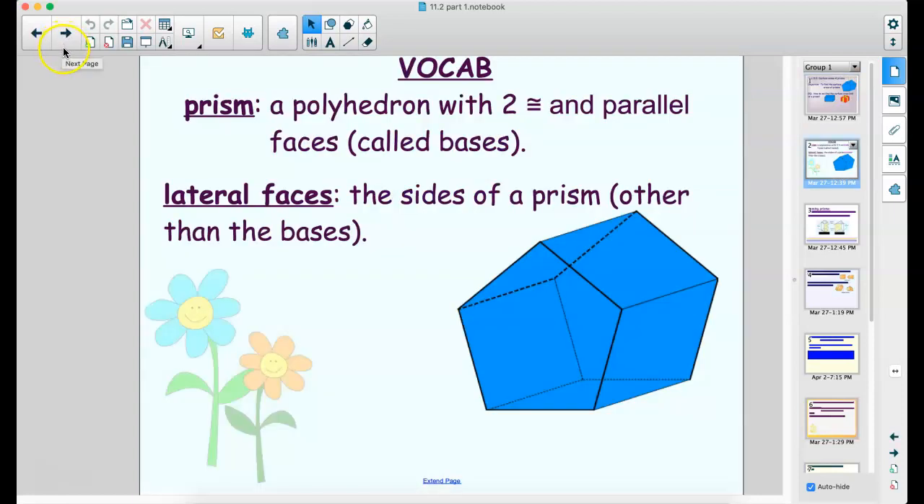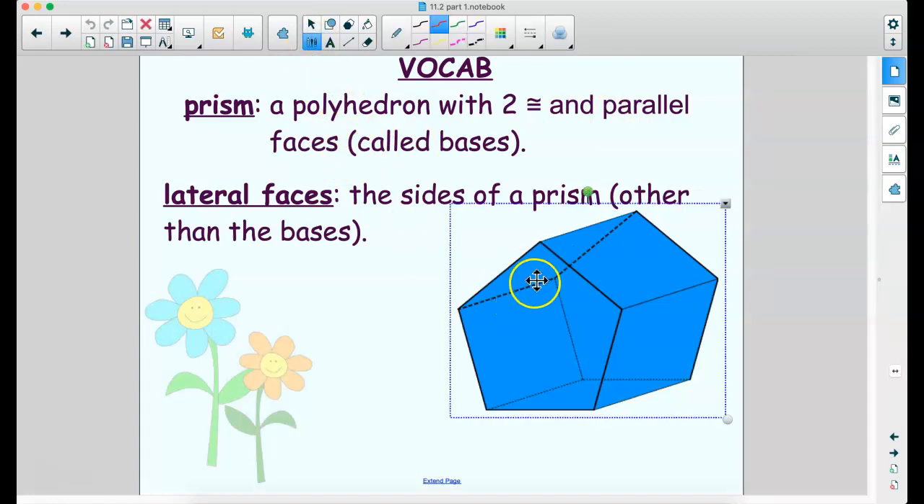So some vocabulary for today. A prism is a polyhedron with two congruent, this similar means congruent, and parallel faces. So polyhedron means many-sided, three-dimensional shape. Two congruent and parallel faces, or bases, are sometimes called.